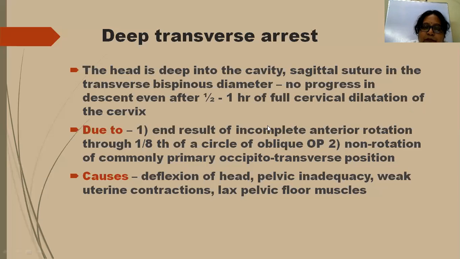So what happens when such deep transverse arrest occurs? What do you have to do? It is the end result of incomplete anterior rotation, which occurs because of short anterior rotation or non-rotation. Primarily in occipito-transverse position, the head engages in that position and remains in that position, so a deep transverse arrest occurs. And what are the causes of this? It can be because of deflection of the head, pelvic inadequacy, weak uterine contractions, or lax pelvic floor muscles.